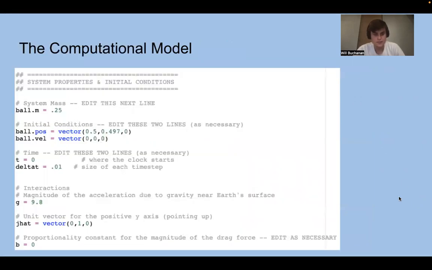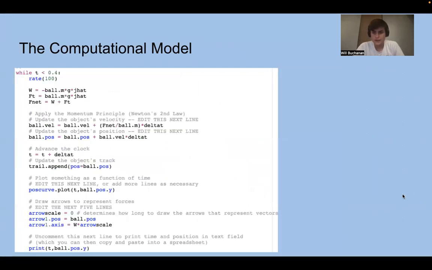For the computational model, the initial conditions were 0.25 kilograms for the mass of the ball. We see our initial position again, the Earth gravity component and the j hat direction vector. For the computational model, it was pretty difficult to actually replicate a spring. So instead, two different while loops were used, one to model before the top half of the slinky reaches the bottom part of the slinky, and then after the two parts of the slinky meet each other.